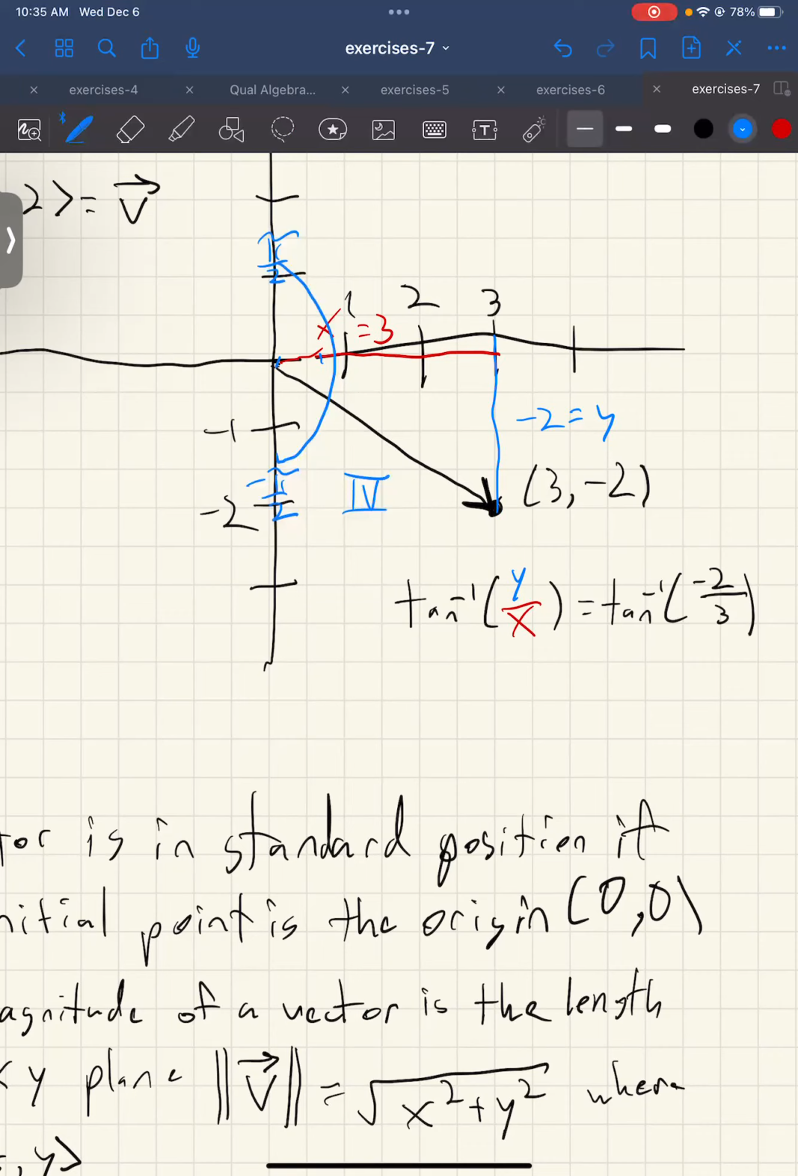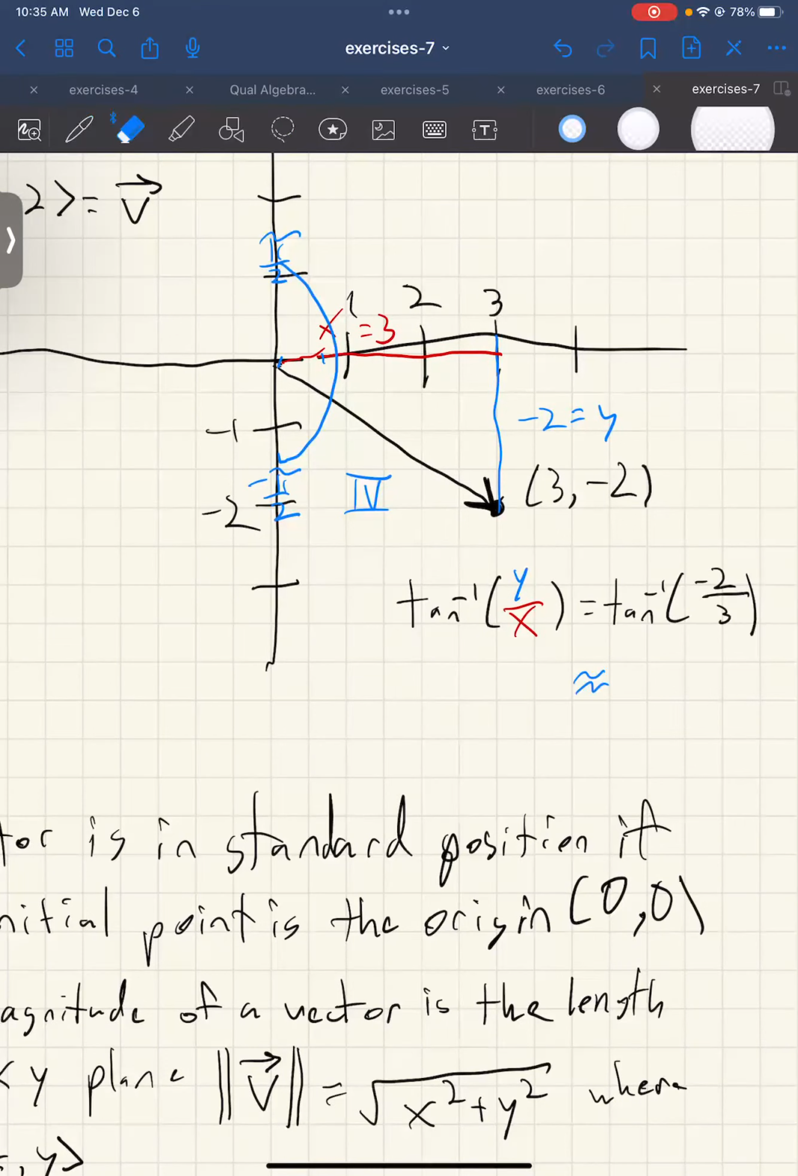And in fact, let's do this in our calculators. We can do tangent inverse of -2 over 3. Sorry, I'm slow at typing this. And our calculator gives us about -33.69 in degrees. Well, again, we don't really want to talk about angles that are negative, it's really nice for us to have our angles from 0 to 2 pi.